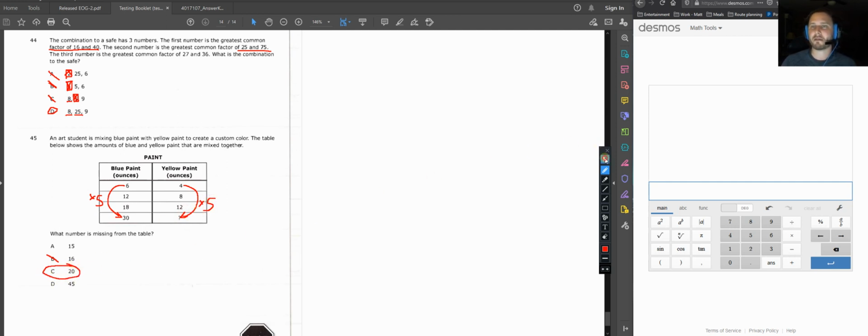That's what was happening with number 45. Don't just assume because you can see a pattern that that pattern is going to continue. Double check it using either multiplication or division whenever you see these ratio tables. You can't assume that these patterns are going to continue past the end of the problem.